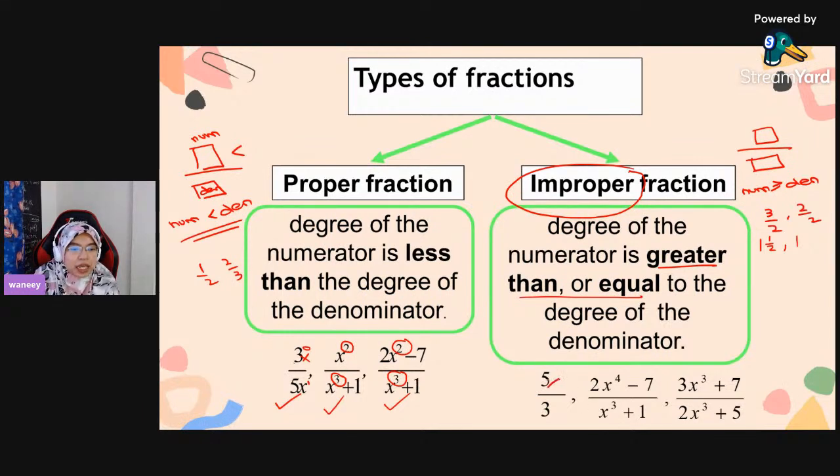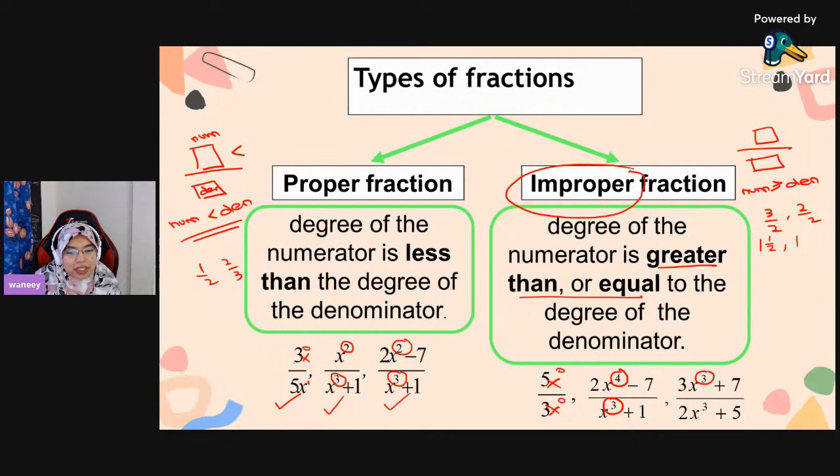Improper. So this is x to the power of 0, and this is also x to the power of 0. So they do have an equal power, so they are not proper. So this is an improper fraction. Okay, so for this one, the highest power at the top is 4 and the highest power at the bottom is 3. So the degree of the numerator is greater than the denominator. So this is also an improper fraction.